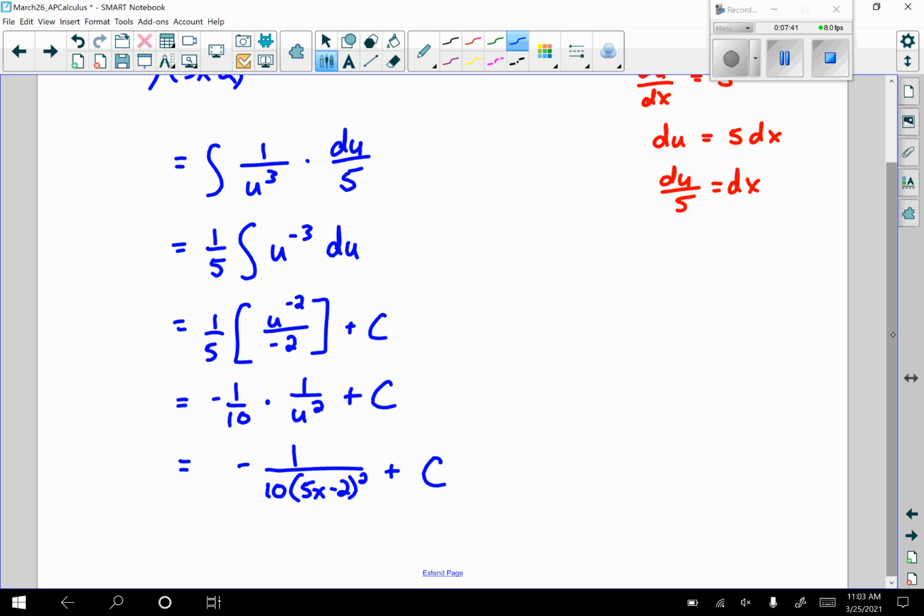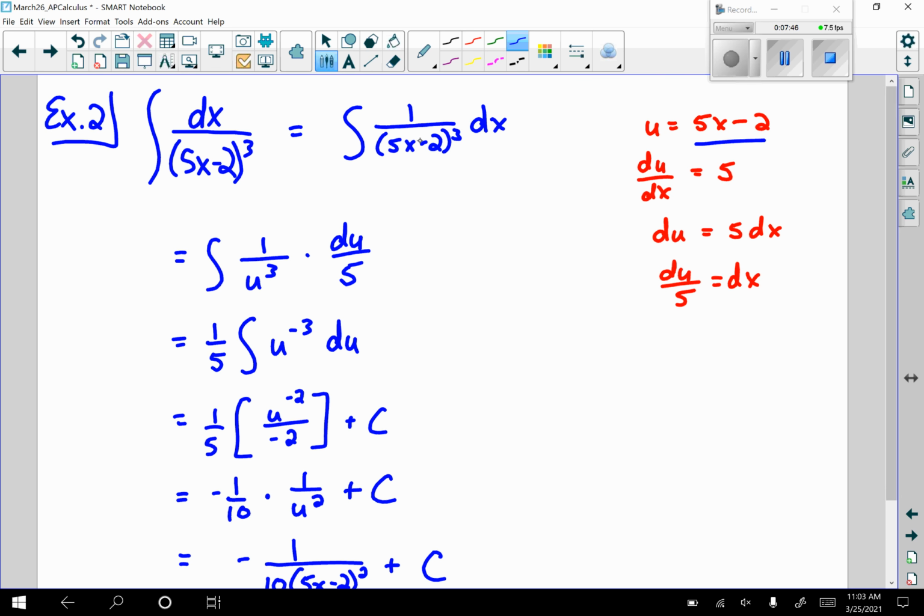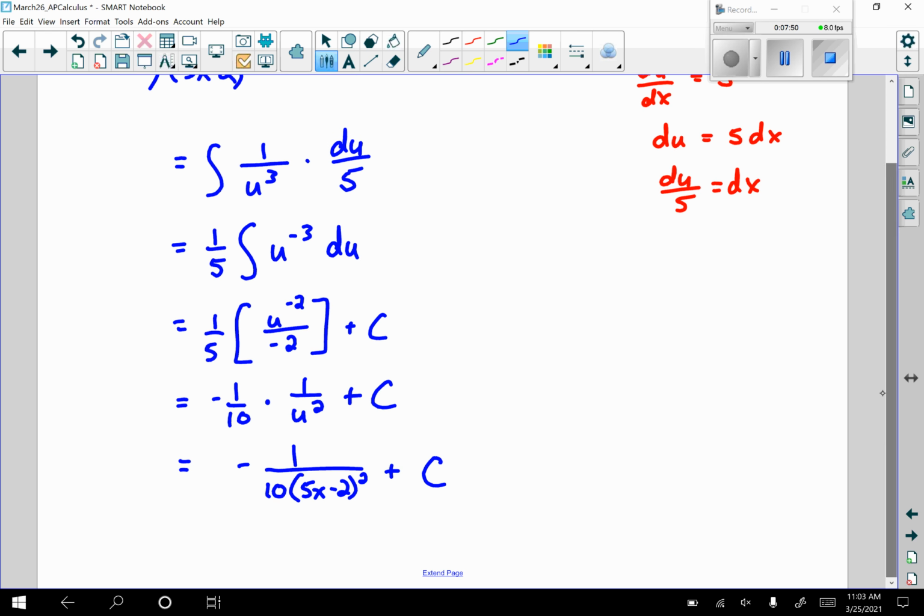Now remember, you can always check this. If you were to take the derivative of this expression and you end up with 1 over the quantity 5x minus 2 cubed, you know you're doing this right.